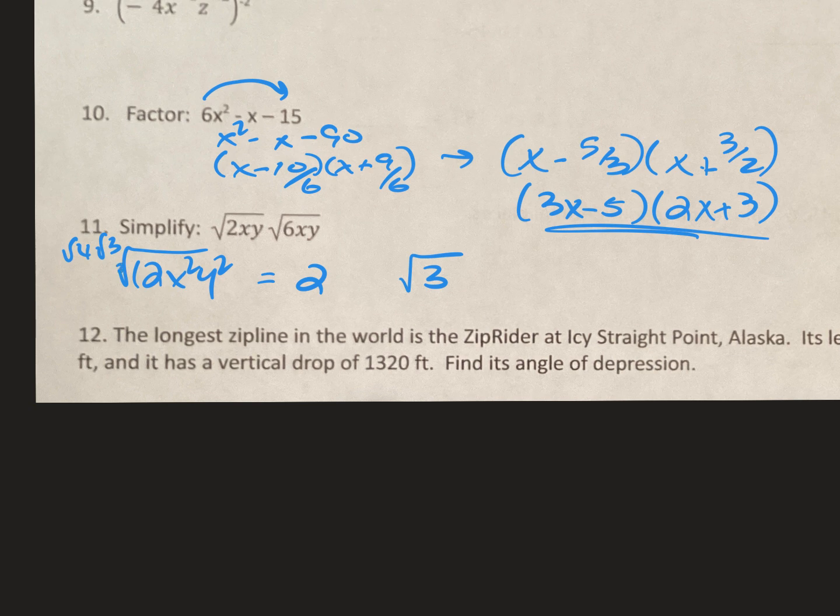You just divide 2 into your exponents. So 2 goes into 2 one time, you pull out 1x. 2 goes into 2 one time, you pull out 1y. Guys, there you go.